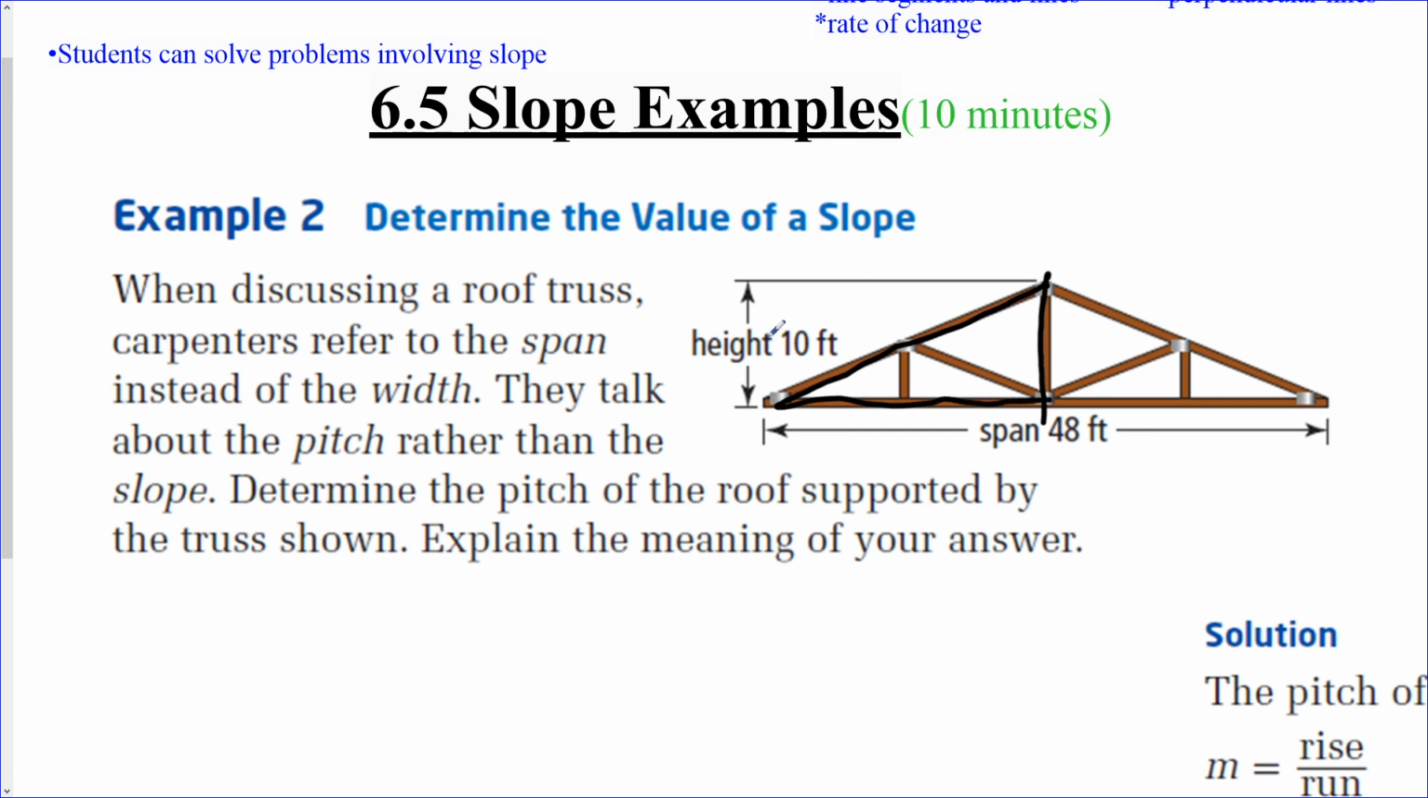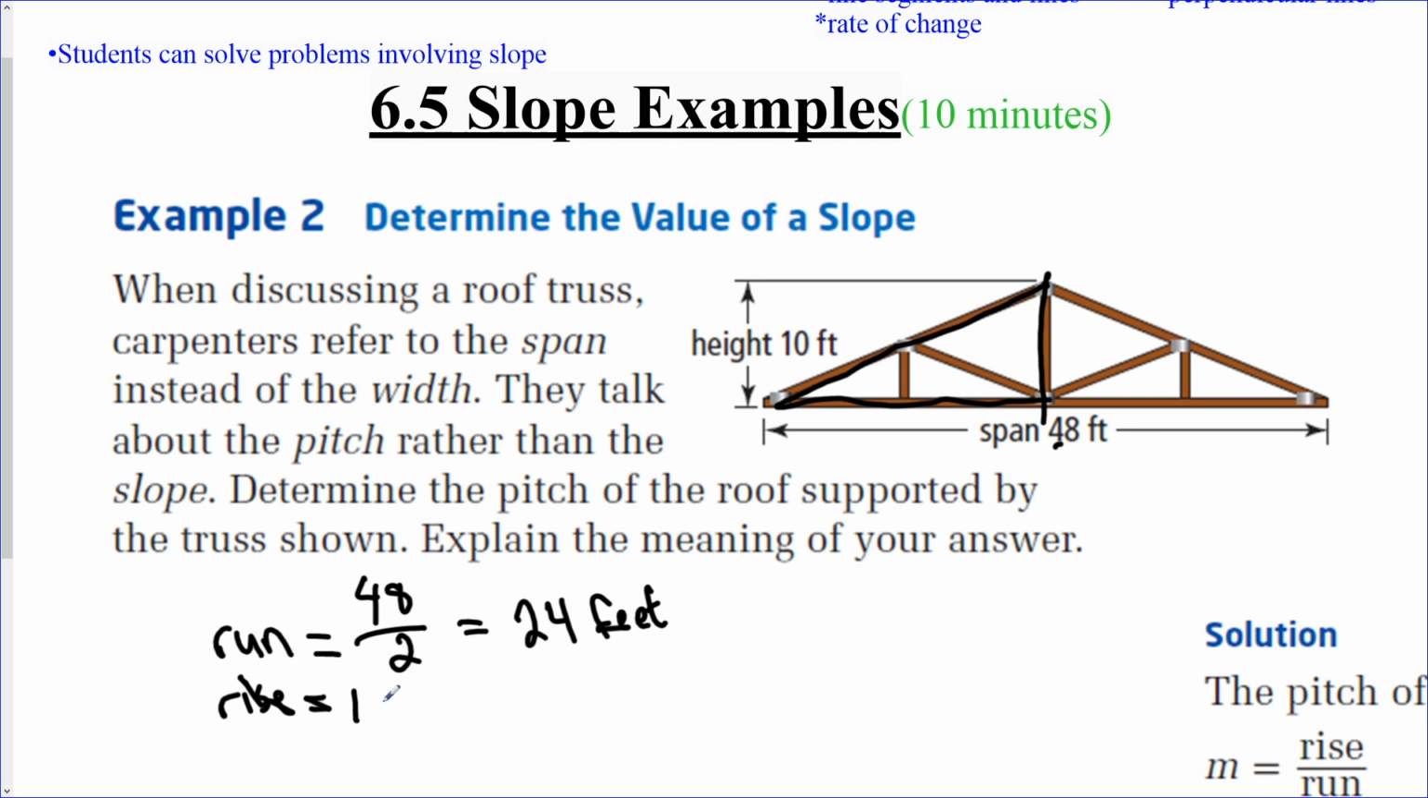The height is 10, but the span or the width or the run or however you want to call it is going to be half of 48. So the first thing I want to do is 48 divided by 2. So run is equal to 48 divided by 2, which is 24 feet. With that, I have my rise. I should write that too, just in case. Rise is equal to 10 feet.